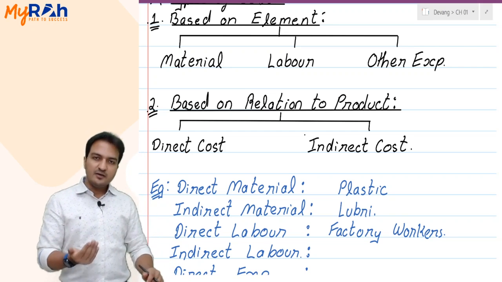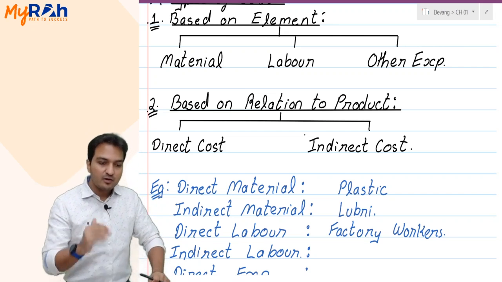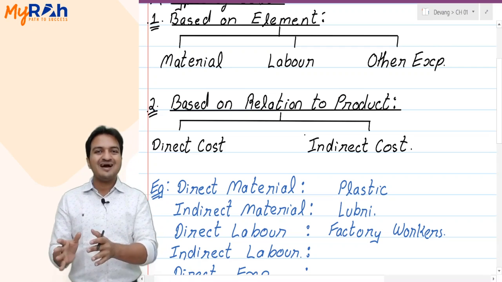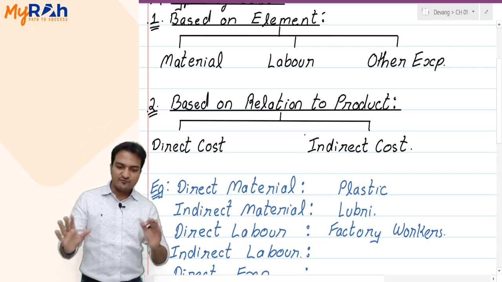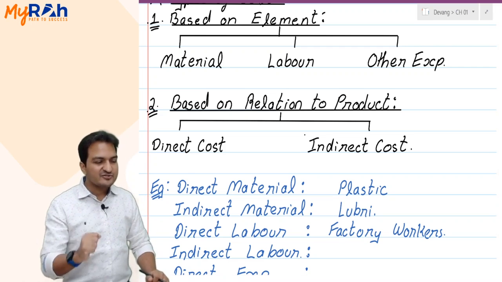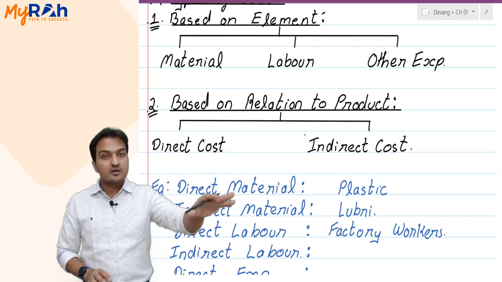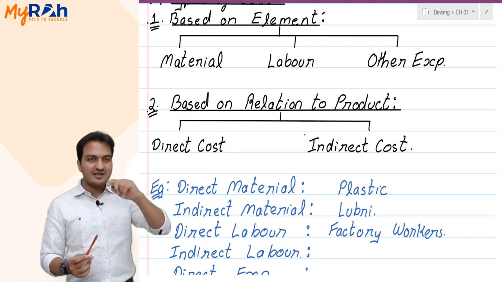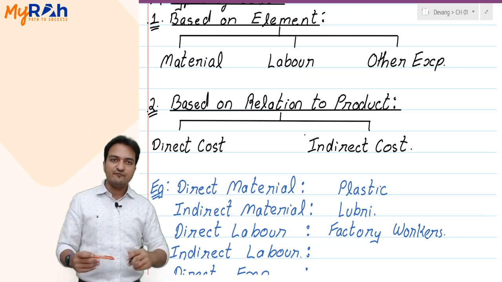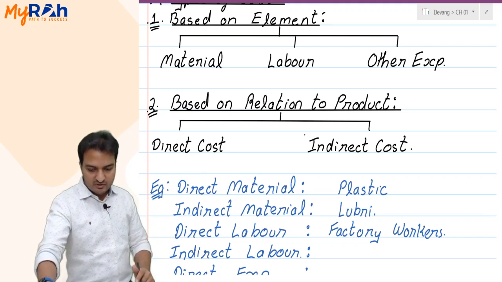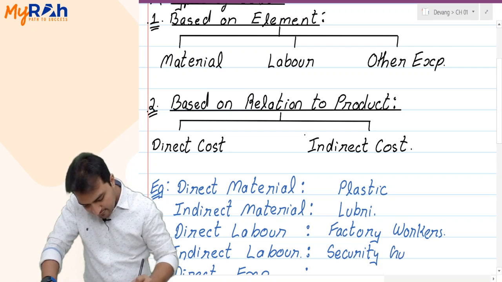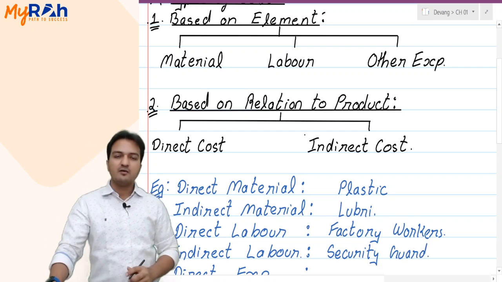While indirect labor will be whom? Indirect labor will be those who are not directly associated with making the product, but are still required in my company. Say, for example, a security guard. I have a security guard at my factory gate. Does that security guard directly make my product? No. But that security guard is securing the premises in which other workers are making this product. So the salary paid to that security guard will become my indirect labor.